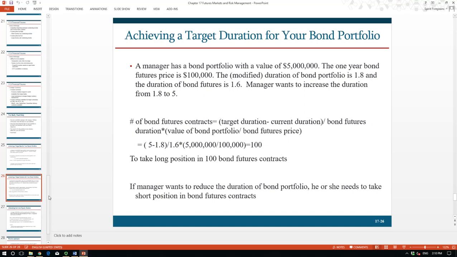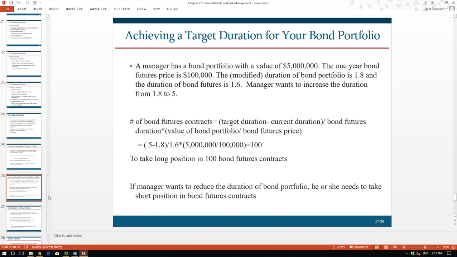And here you can follow the equation to calculate how many futures contracts you need to take to change the duration. Right? Target duration minus current duration, divided by bond futures contract duration. Then you multiply by the ratio of your bond portfolio value and bond futures value. And here the answer is 100. 100 means this is 100 futures contracts, and this carries a positive sign, which means this is a long position.